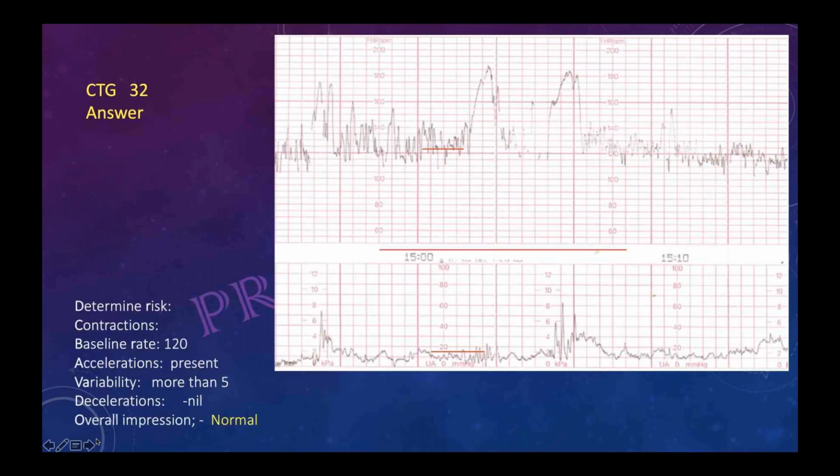Yes, this is a normal CTG. Here there are no contractions, so this will be the baseline. And a big acceleration, we already know, has to be abnormal. Variability is more than 5. You can see this much is the variability. Overall impression is normal.